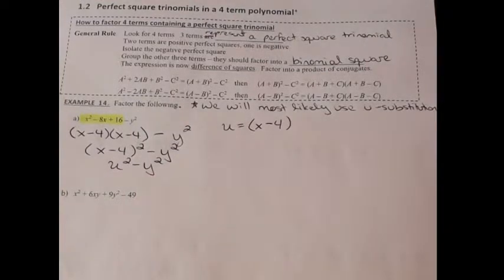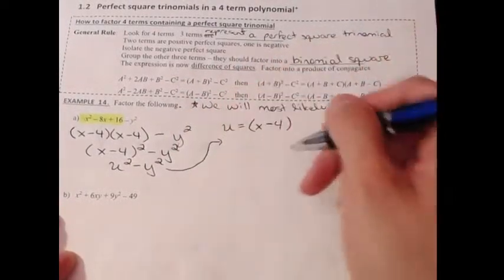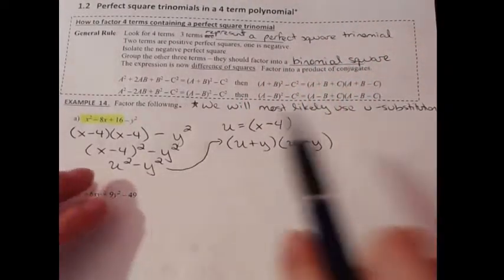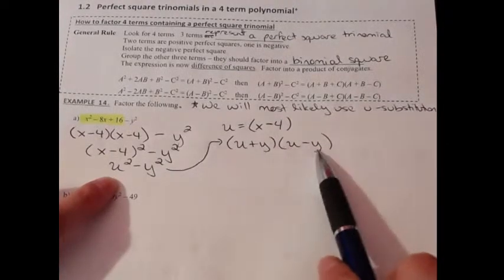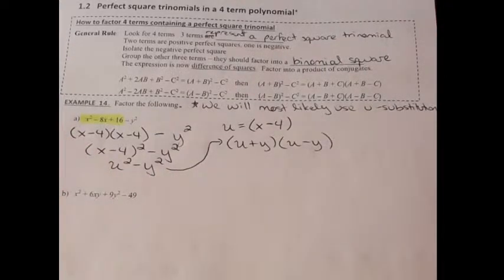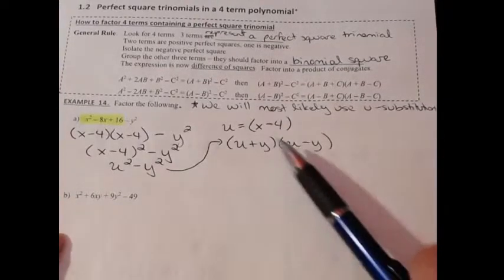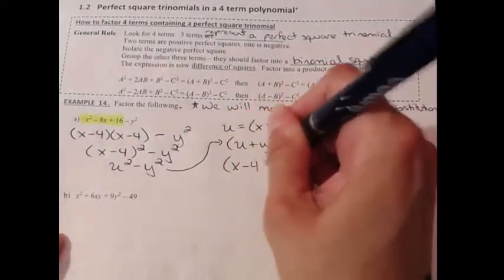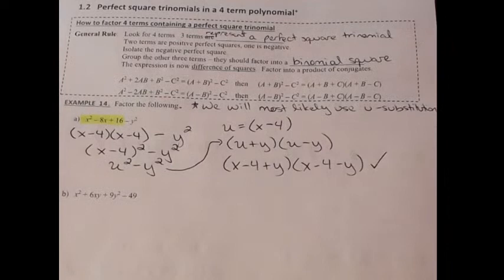Do you see it? Here we have the difference of 2 perfect squares. When I factor this as the difference of 2 perfect squares, that gives me u plus y times u minus y. U times u is u squared. Negative uy, positive uy, they cancel. Negative y squared. Perfect. As a reminder, because we used the U-substitution, we better put that right back. Wherever we see a u, we're going to replace it with x minus 4. So I get x minus 4 plus y times x minus 4 minus y. And that is the final answer.